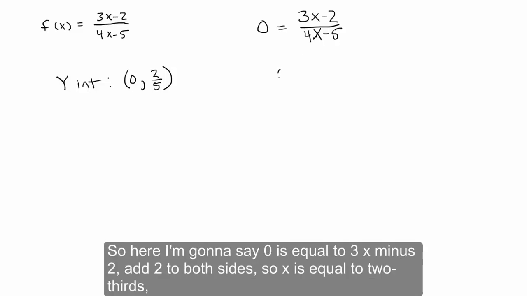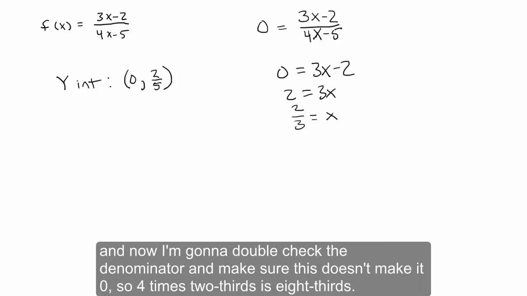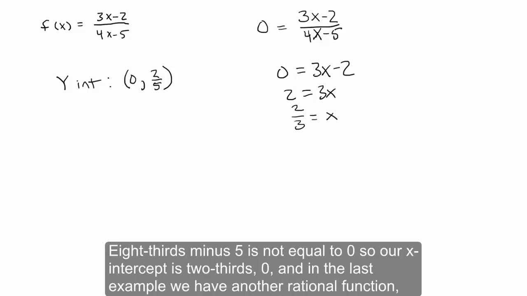So here I'm going to say 0 is equal to 3x minus 2. Add 2 to both sides. So x is equal to 2/3. And now I'm going to double check the denominator and make sure this doesn't make it 0. So 4 times 2/3 is 8/3. 8/3 minus 5 is not equal to 0. So our x-intercept is 2/3, 0.